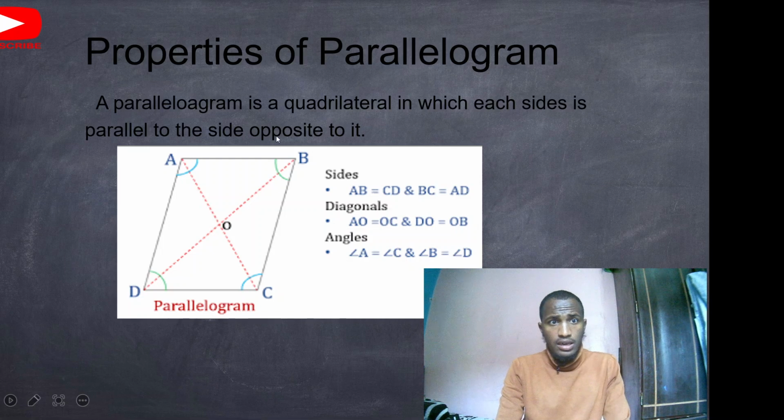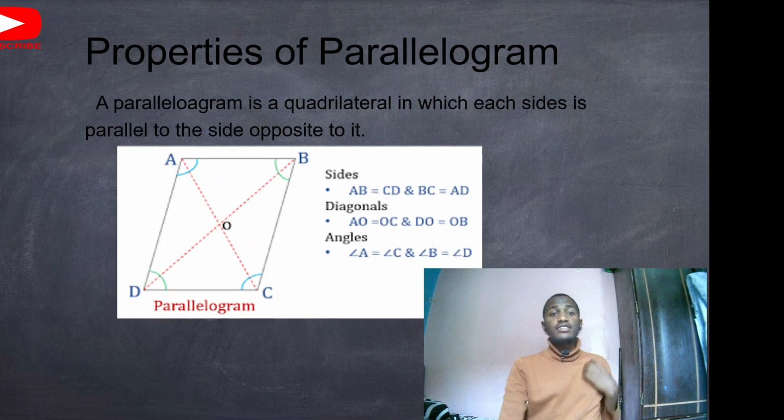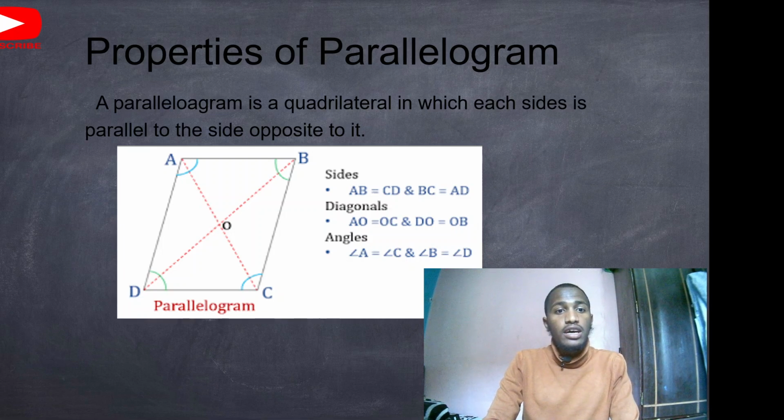The other thing is the parallelogram. A parallelogram is a quadrilateral in which each side is parallel to its opposite side. Let's say AB and DC are parallel. Two pairs of sides of a parallelogram are parallel. AB and DC must be congruent or equal, and AD and BC must be congruent or equal.